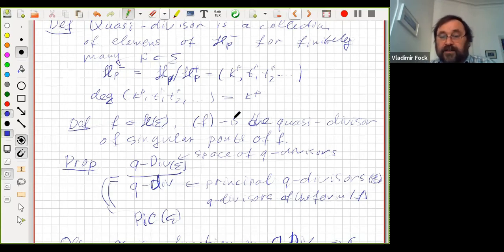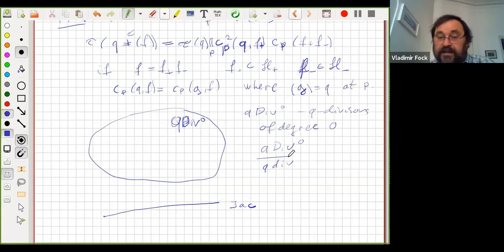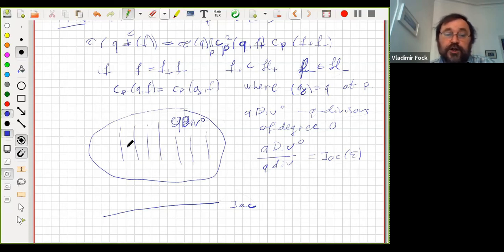And then here you have the Jacobian, because of the quotient of quasi-divisors of degree 0 over principal quasi-divisors. The degree of a principal quasi-divisor is also 0, so it's a subgroup, for the same reason as happens for ordinary divisors. So this is equal to the Jacobian of sigma. You have a Jacobian, and you have fibers of this map. Of course they are infinite dimensional, but this formula shows you how tau changes if we move along the fibers.